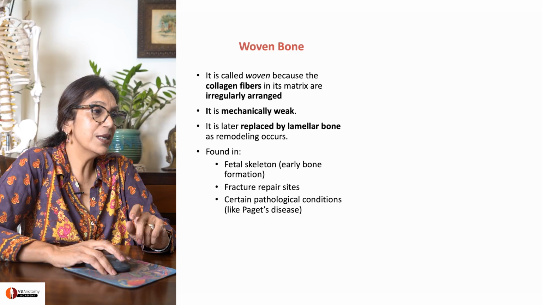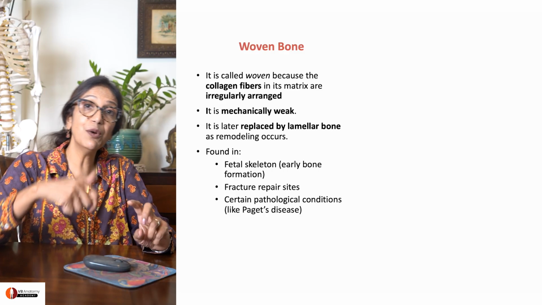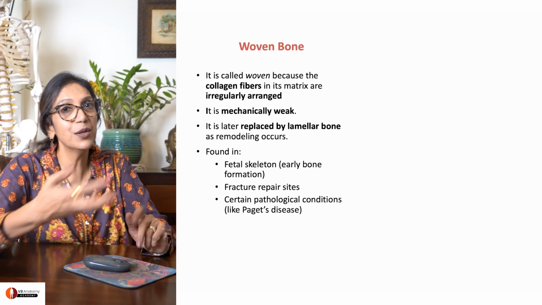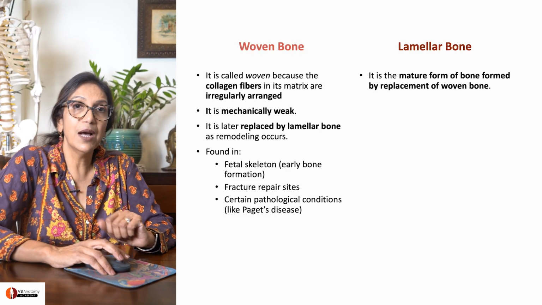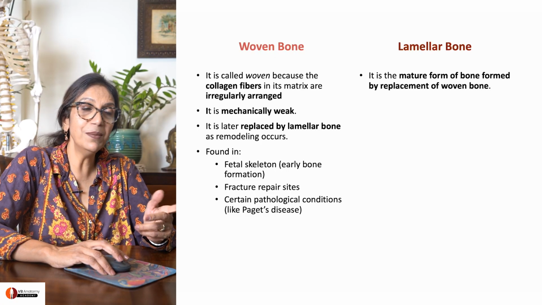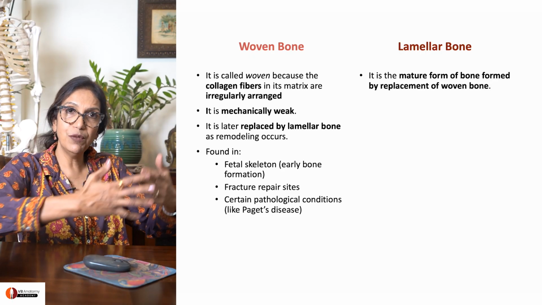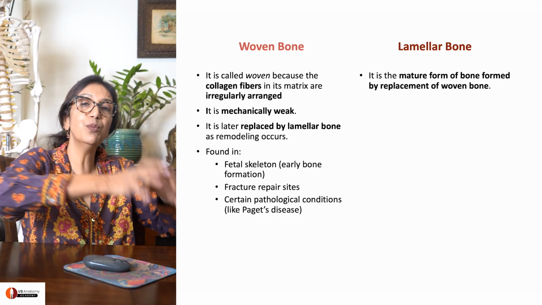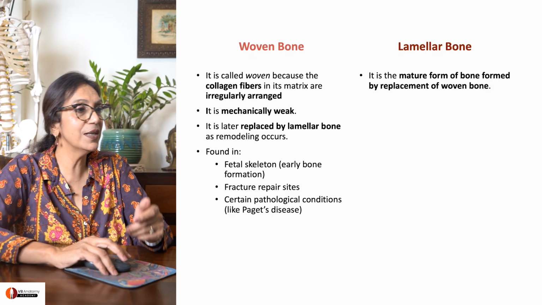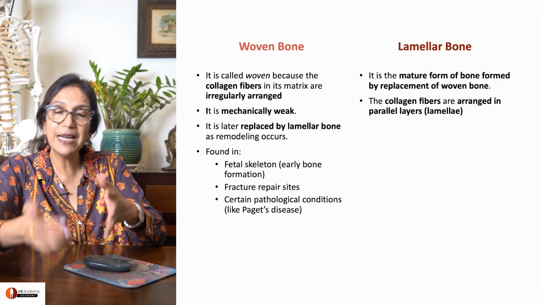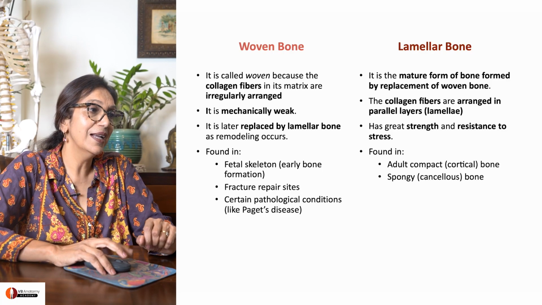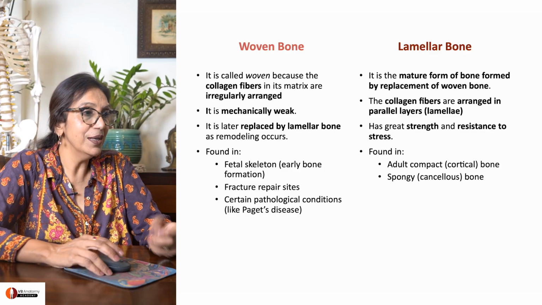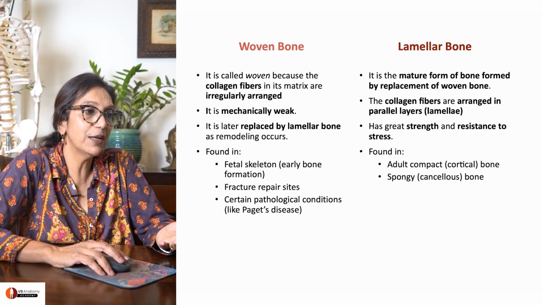Such woven bone is found in the fetal skeleton. It is found at places where you have a fracture and new bone is formed during healing. All that is a woven bone. Now, what is the next bone that will be formed? Lamellar bone. This woven bone will be resorbed and new bone will be formed, which is more even. Collagen fibers are parallel, neat and tidily arranged. It is therefore much stronger. And that is called a lamellar bone. It is found in adult compact bone.